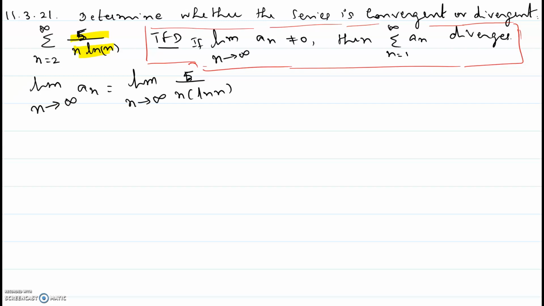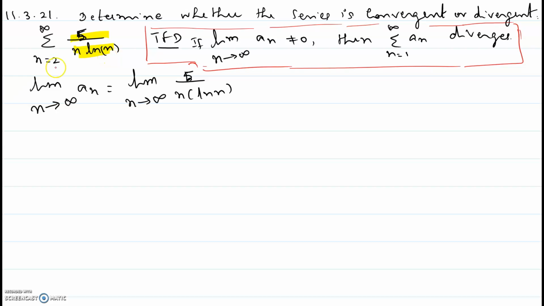Hi, in this video I will be showing you problem number 21 of chapter 11 section 3. Determine whether the series is convergent or divergent. Sigma n varying from 2 through infinity 5 over n times ln n.